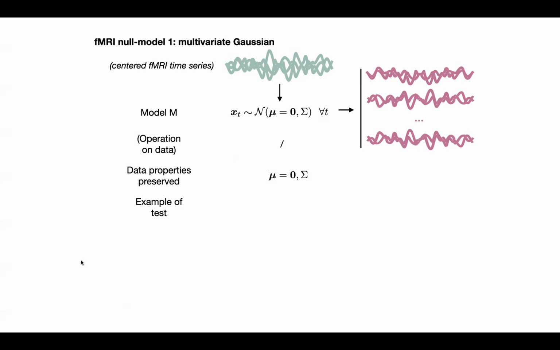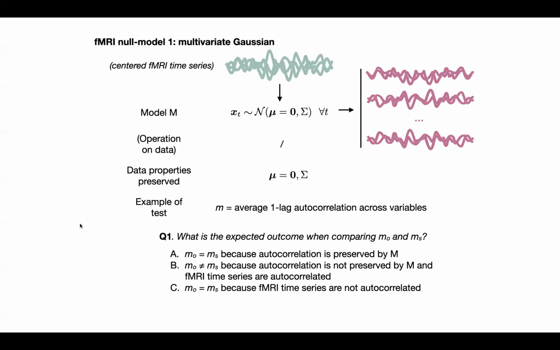Data properties being preserved are the mean and the correlation matrix, meaning that each surrogate here will have the same mean, 0, and same correlation as the original data. So again, you would not define a metric to compare the two that is defined by the mean or the correlation matrix. So you could, for example, check the average one-lag autocorrelation across variables, for example.